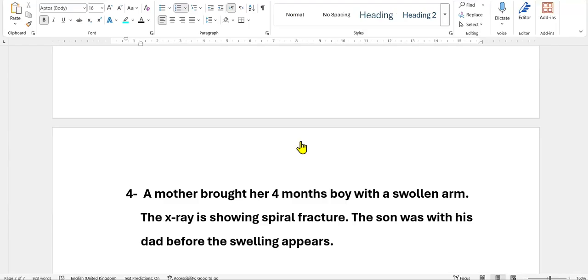Maybe she's neglecting him. She's working over the night, and she finds her baby crying and having swelling in his arm. So the incident may be related to his father. Maybe he treated him badly over the night when she wasn't in the home. Maybe.